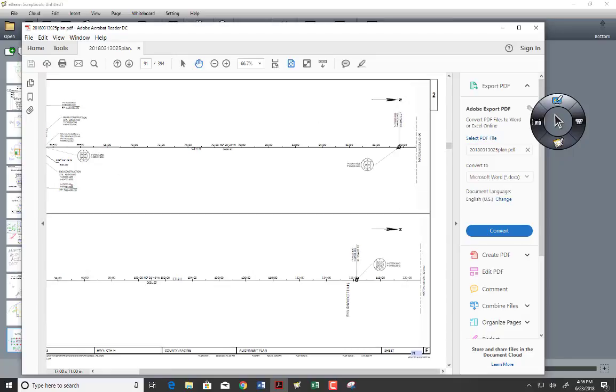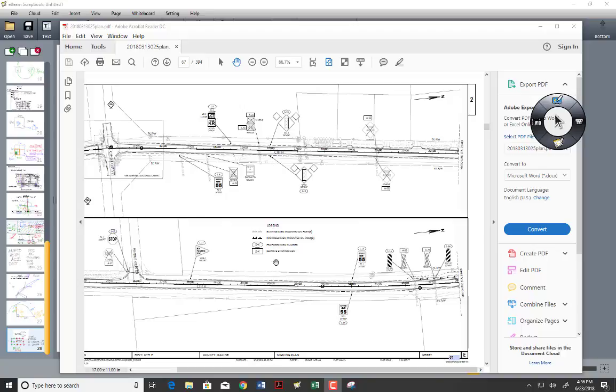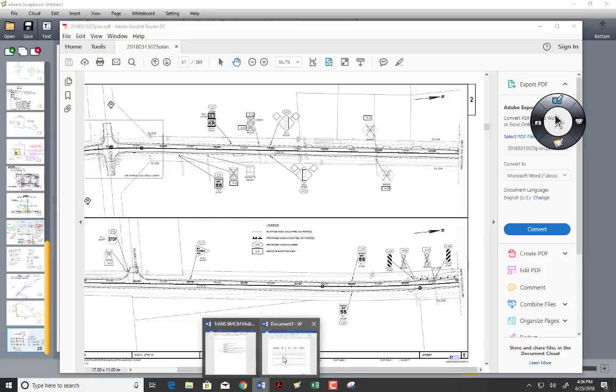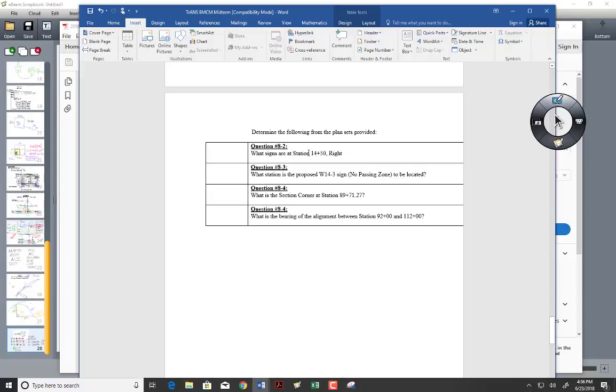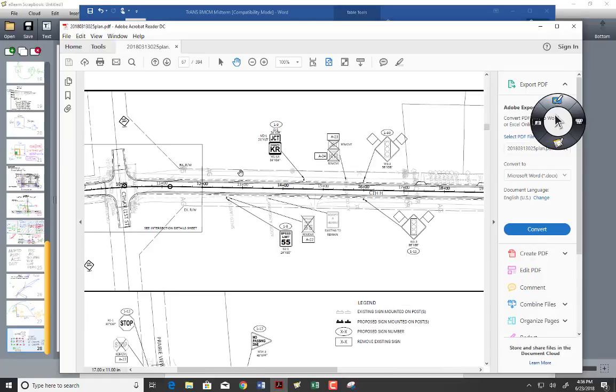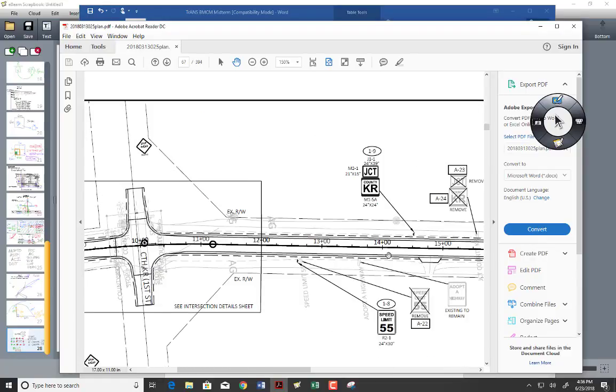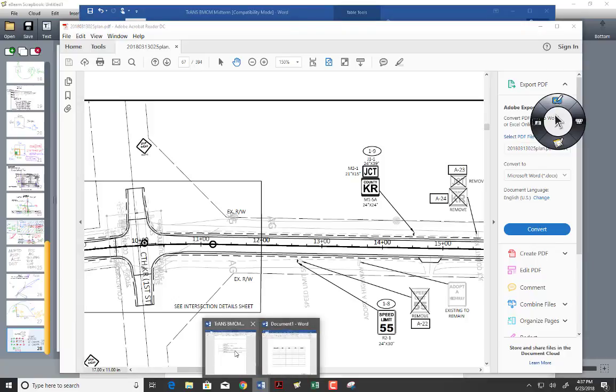So right here is your plan set, and the question asks, on the plan set, what signs are at station 1450 right? At 1450, 14 plus 50 would put us right here. This is 13 plus 00, 14 plus 50, this would be 25, 50, 75, 15 plus 00. So right here at 1450 to the right, looking up station, looking directly north, there is nothing, right? How about that? Yeah. There's nothing. There's no signs.